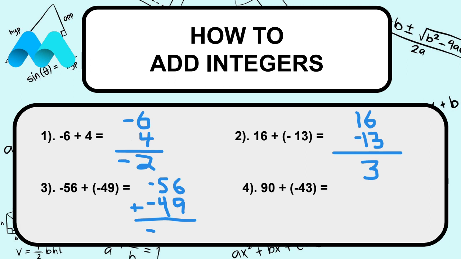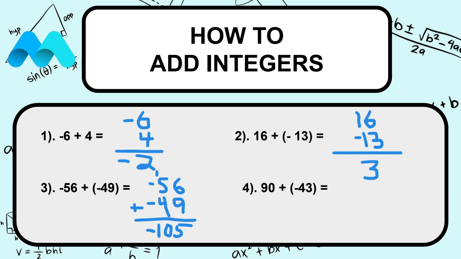6 plus 9 is 15, so I write down the 5, carry the 1. 1 plus 5 is 6, plus 4 is 10. So our solution here, or our sum, is negative 105. All right, last one. Last one is 90 plus a negative 43.